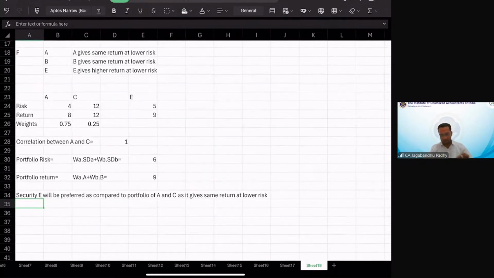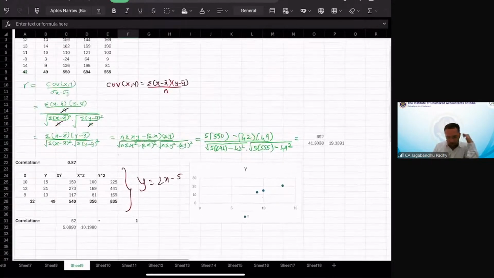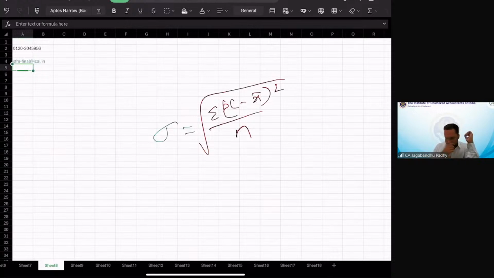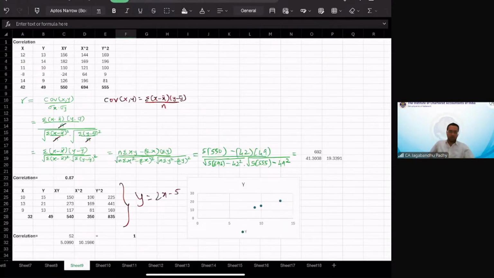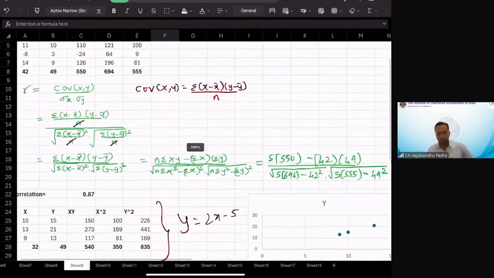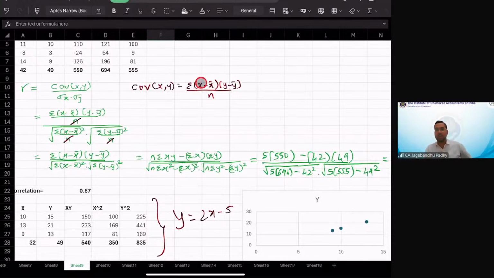Okay, so we have done quite a few concepts in today's class. Let me just quickly recap. We have learned how to compute the covariance. Of course, the standard deviation was covered in the previous class, but today we started with how to compute the covariance. Covariance was basically the variance of x and y together. It's simply the summation of x minus x bar into y minus y bar divided by n. That covariance was used to calculate the correlation between the securities by simply dividing the covariance by the two standard deviations, right?